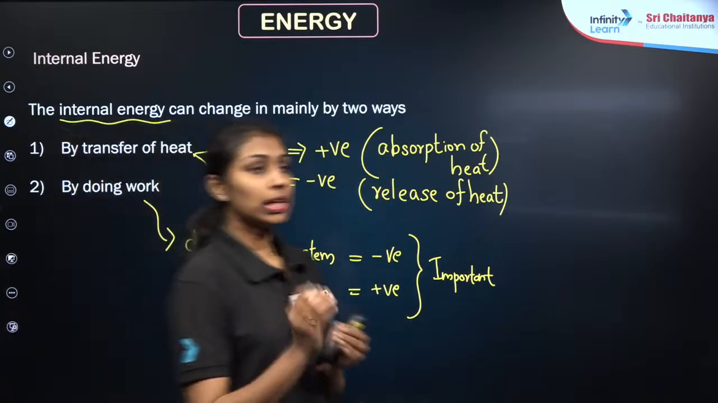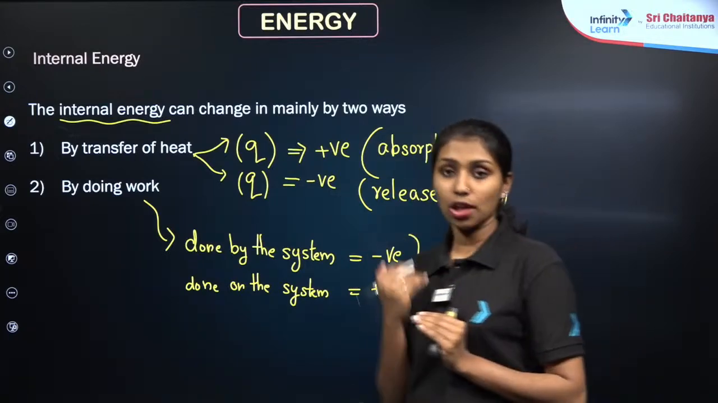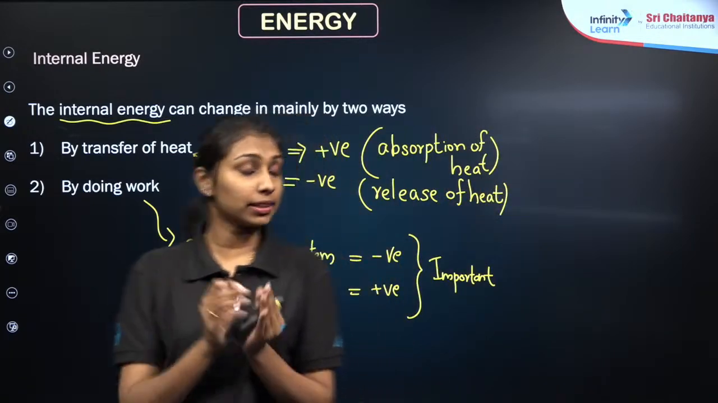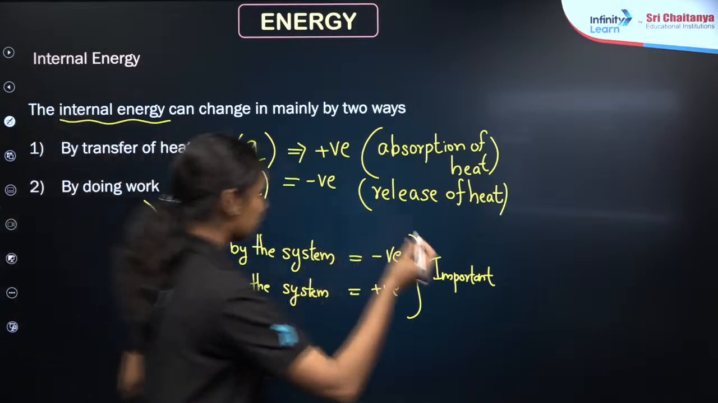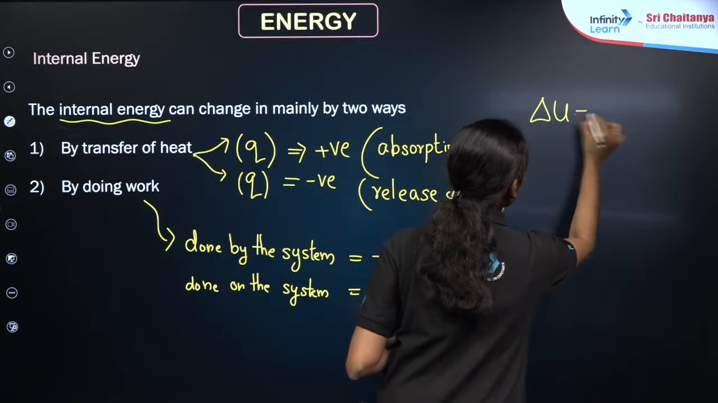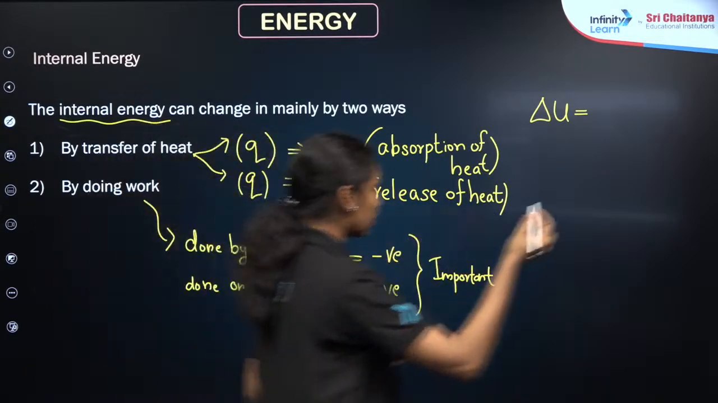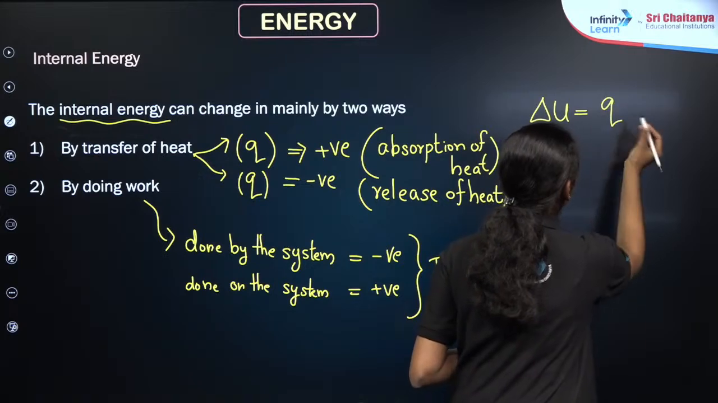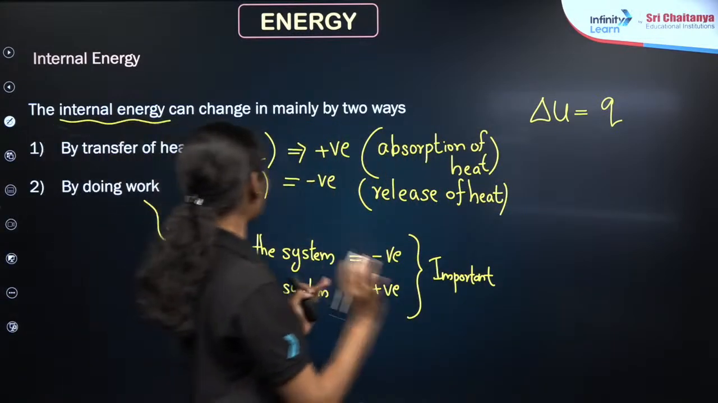Right. So this is the basics of the first law of thermodynamics. The first law of thermodynamics can be explained by the term internal energy. This is the change in internal energy, right? So internal energy can be changed by either transfer of heat, which I'm denoting by Q, or by doing work, by the system or on the system.